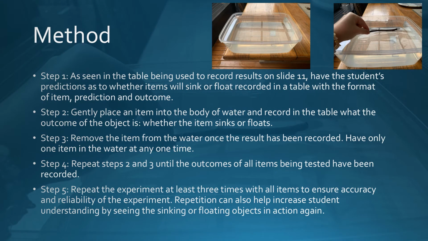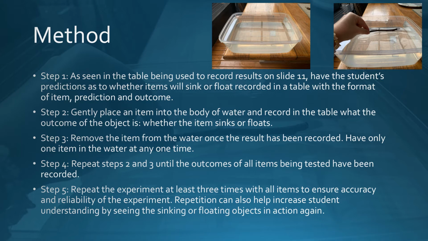The method for this experiment would first begin by having the table ready, as I'll show in a few slides, which will include the format of the items, the student predictions, and the outcome. First, ask the student which items they think will sink or float and record this in the prediction column. Step 2, gently place an item into the body of water and record in the table what the outcome of the object is, whether it sinks or floats.